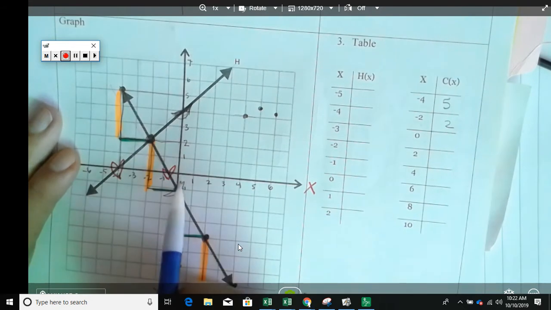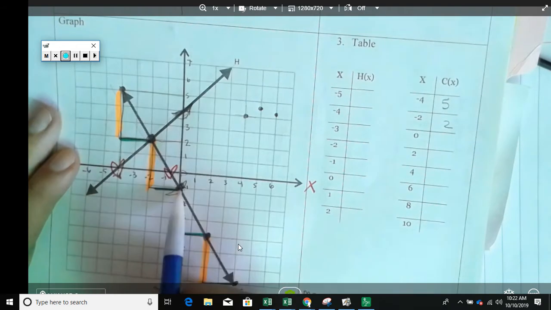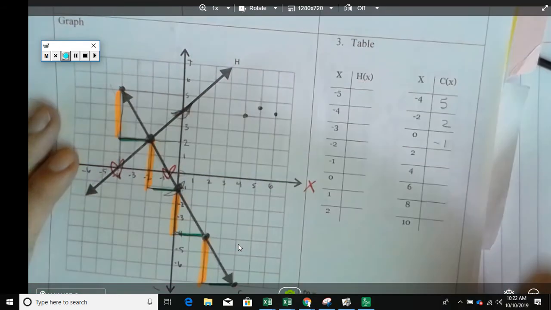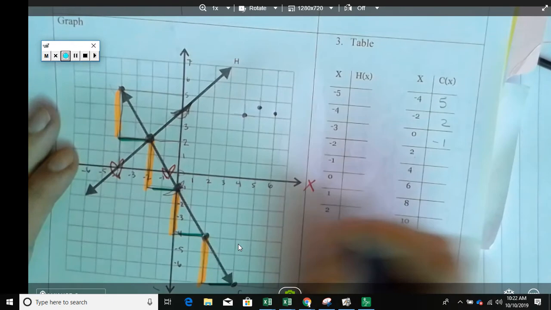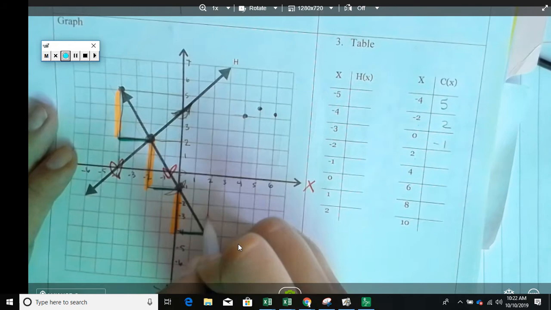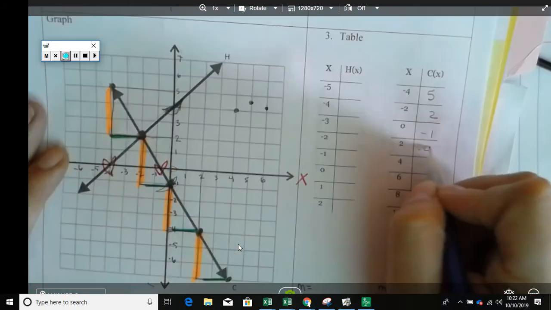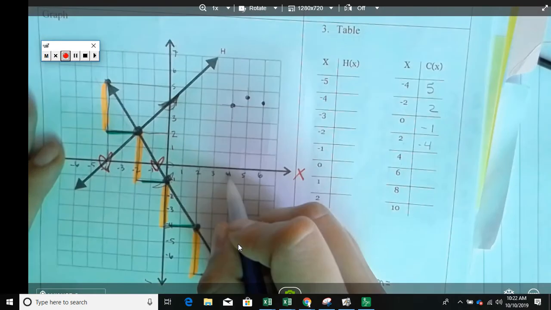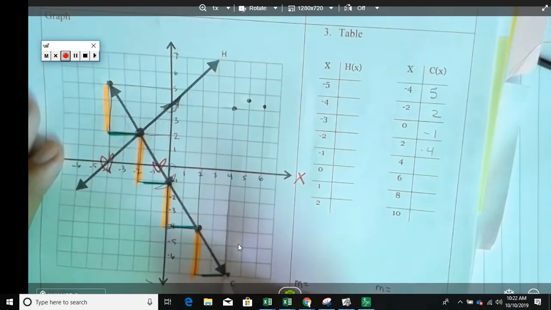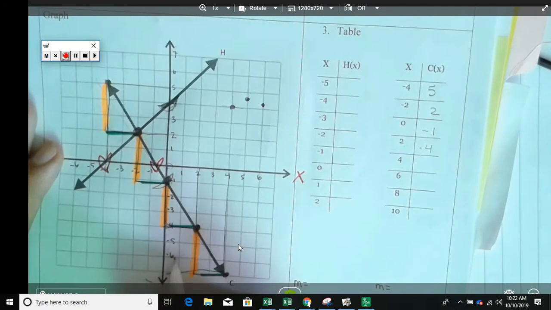Then, no, here's 0. You see where the point is at. This time I had to go down. I don't go to H, I go to C, and that point is -1. Then I go to 2. Here's 2. I don't go to C, I go to H. Here's the point, and the output is -4. Then I go to 4. Here's C. The output, it doesn't say the number, but it's -6 and -7.